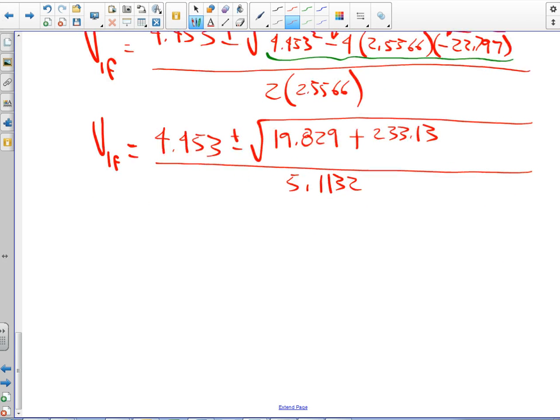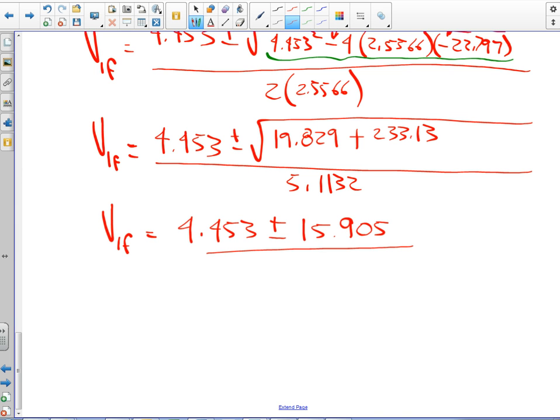So then, cleaning up the inside, I got 19.829 plus 233.13. Boom. Take the square root. That's going to give me V1 final is equal to 4.453 plus or minus 15.905 over 5.1132.